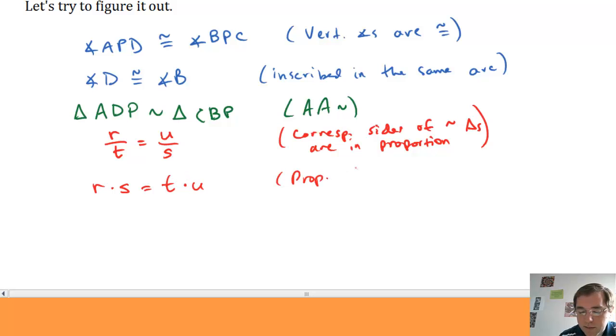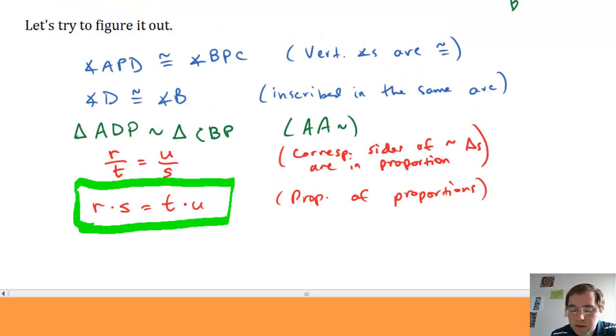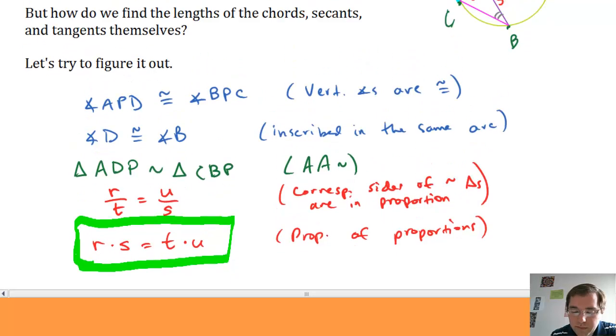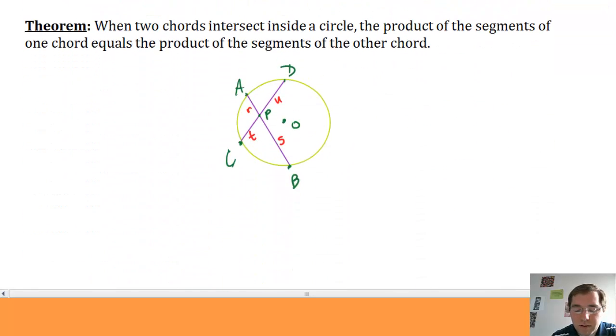What allows me to cross multiply is the property of proportions. This equation, this relationship, is exactly the conclusion of our first theorem. And what this is saying is that if I take R times S, the two segments of one chord, and I multiply them together, I'm going to equal the product of the two segments of the other chord, T times U. So that's this theorem. When two chords intersect inside a circle, the product of the segments of one chord equals the product of the segments of the other chord.